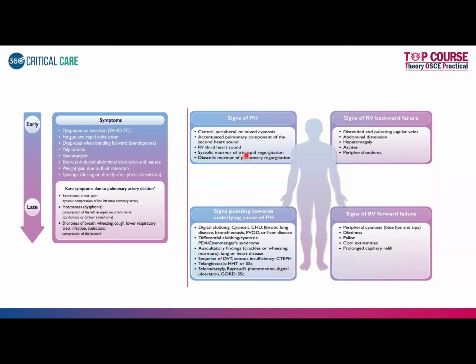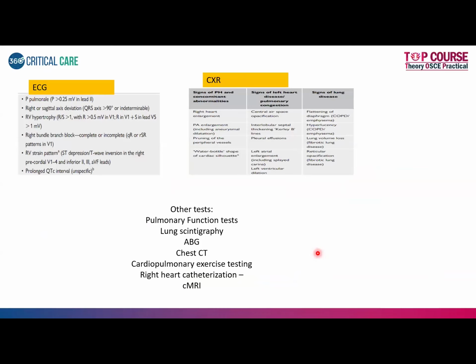Signs of pulmonary hypertension: patient can come with mixed cyanosis, right ventricular third heart sound, systolic murmur of the tricuspid regurgitation, diastolic murmur of the pulmonary regurgitation. They can come with right ventricular backward failure, that is due to back pressure. They can have all the congestion on the right side, hepatomegaly, ascites, edema, distension, raised JVP. Signs pointing towards the underlying cause of the pulmonary hypertension, where we have the cyanotic heart diseases, bronchiectasis, Eisenmenger syndrome. So all of these might come with an underlying pathology sign. And the right ventricle forward failure, patient can come with dizziness, pallor, cool extremities, peripheral cyanosis, and prolonged capillary refill time.